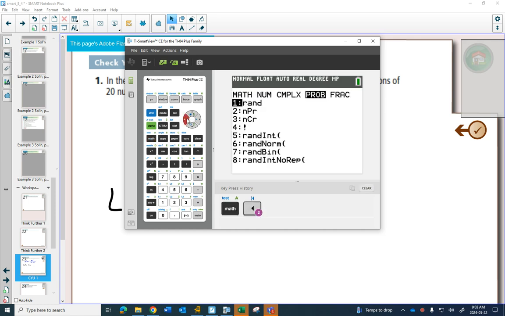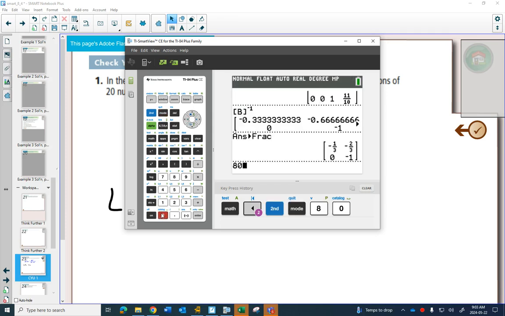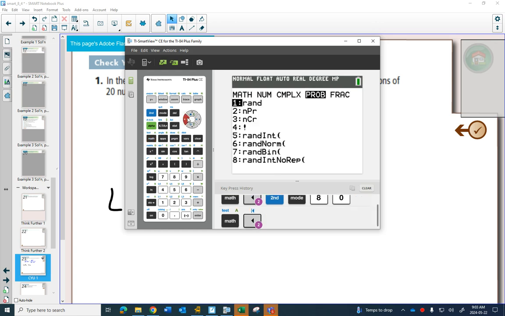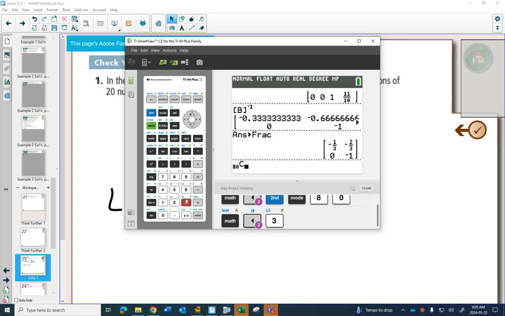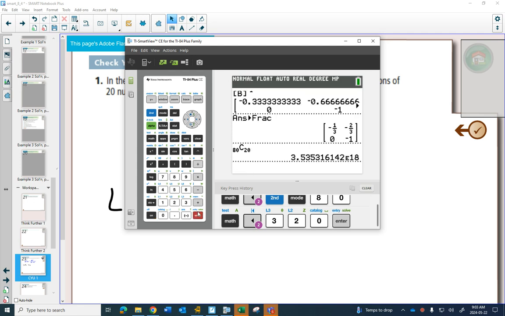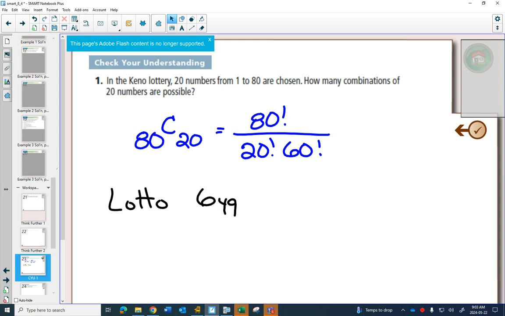Mine is on probability under nCr. So what I do is I type in 80, I go over to probability, I choose nCr, and I type in 20. 3.535 times 10 to the 18. That's a lot of options. We're going to do the Lotto 649. In Lotto 649, there are only 49 numbers, and you choose 6 of them.